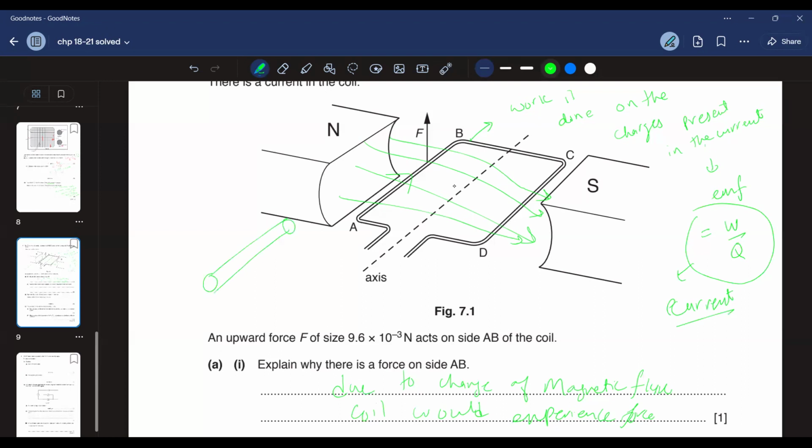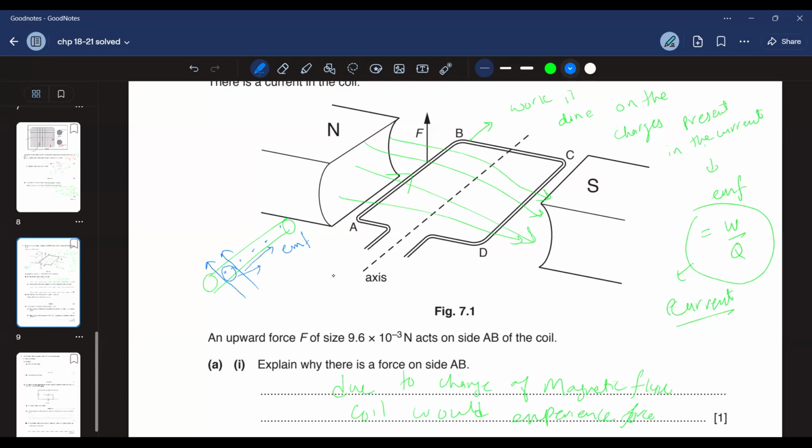सपोज मेरे पास ये कंडक्टर है. ठीक है? I have a number of charges present here. Now, this conductor is moved across the magnetic field perpendicular to it. So this magnetic field would work on this charge and would force it to move across the conductor. And when this charge would move across the conductor, this would induce an EMF because work is done on the charge, which is the definition of EMF.